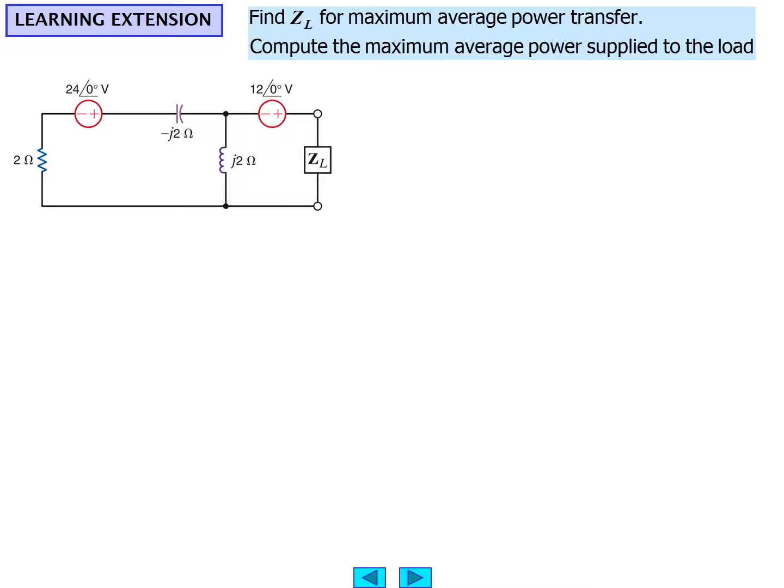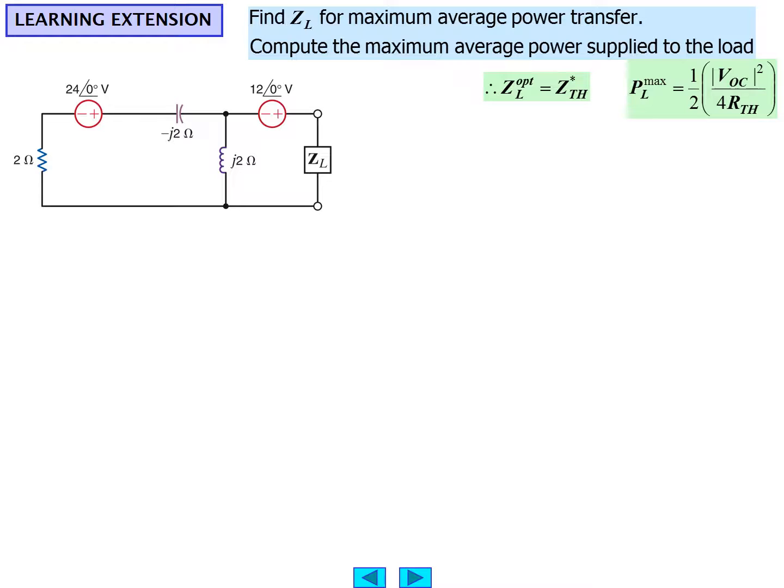Here we have another network with the same concepts and the same requirements. We have 24 angle 0 and a 12 angle 0. Please note that the phase angles are the same, so it would be relatively easy to add them. If they're not the same, they have to be considered as complex numbers or phasors. We have a 2 ohm resistor, a minus J2 capacitor reactance, a J2 inductor, and then finally a Z sub L. We have the same processing equations as before.